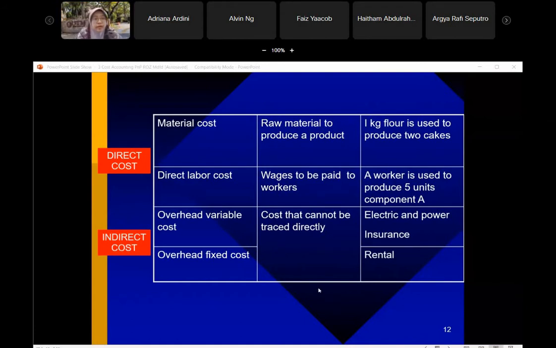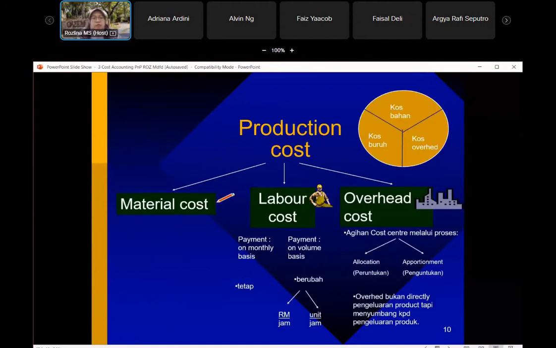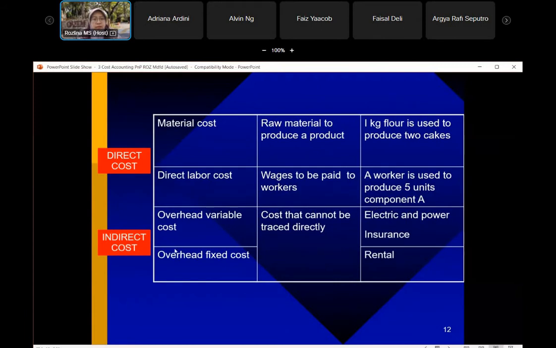Okay, we have done this topic, this part. Now we are doing the production cost, which consists of three main parts: material cost, labor cost, and overhead cost. We have explained direct cost and indirect cost. Material and labor are direct cost, and then we have overhead, which may be variable or fixed cost.